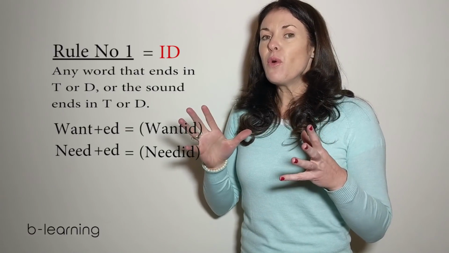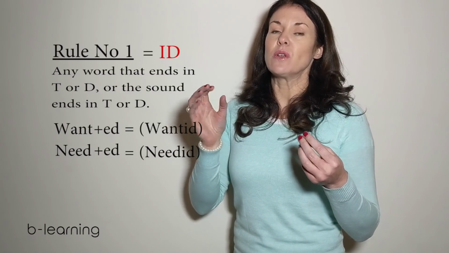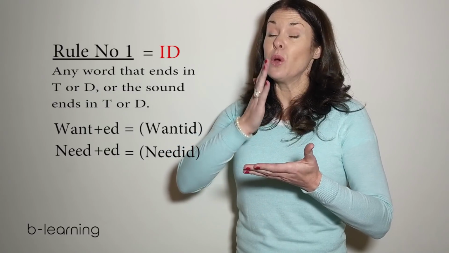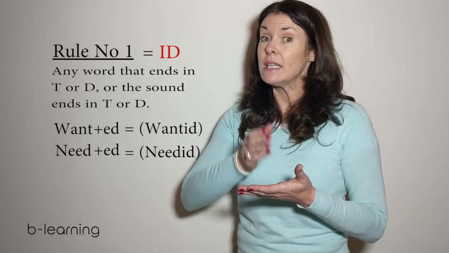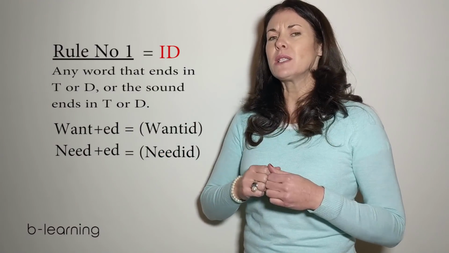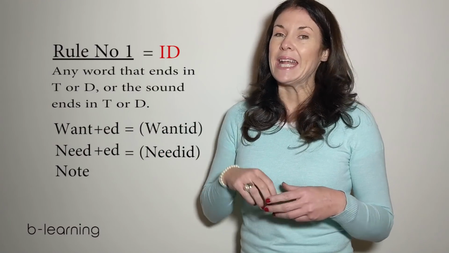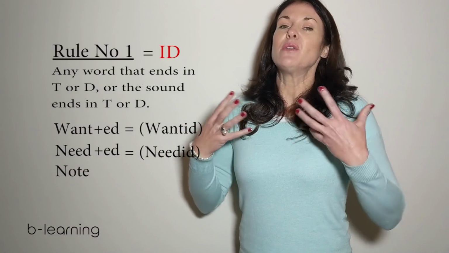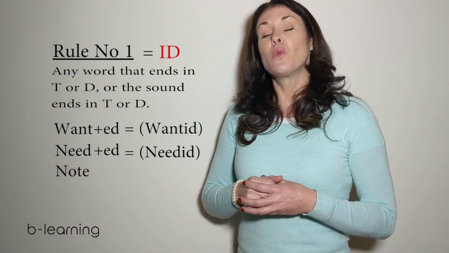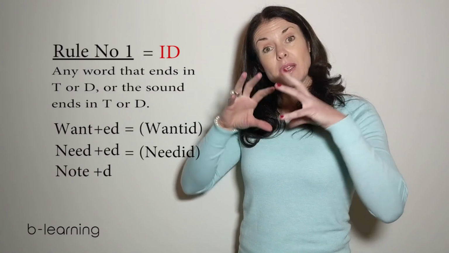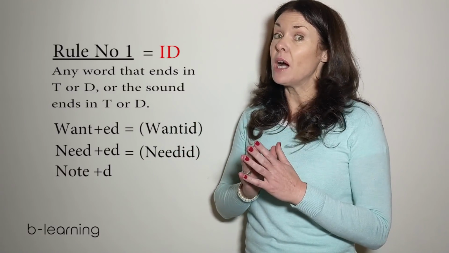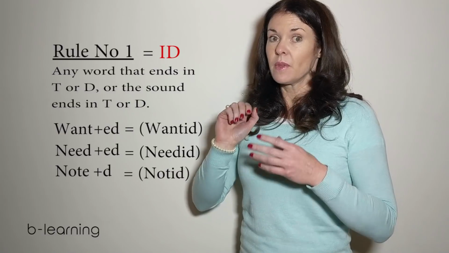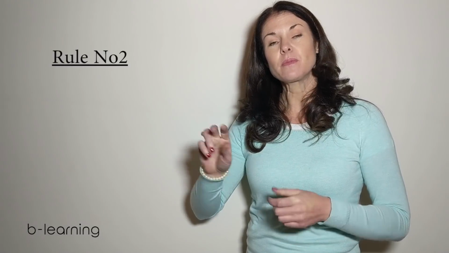Now when I said before, it's the sound that's important. So any word that ends, or any word where the sound ends in T or D, for example, let's look at note. Note ends in the letter E, but the sound is T, note. So we're going to add the D to create the past tense, and the sound becomes noted. Alright, that's rule number 1. Nice and easy.